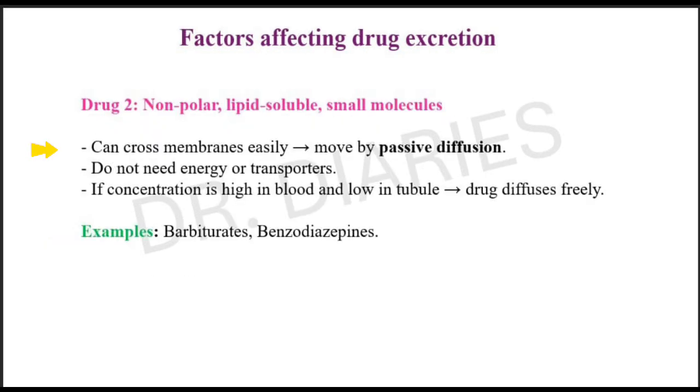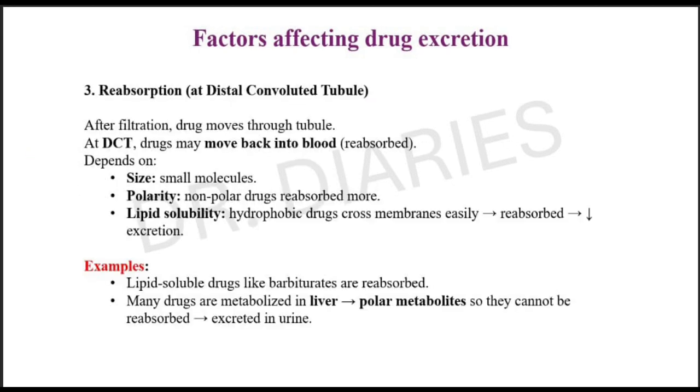Drug type 2: non-polar, lipid-soluble small molecules can cross membranes easily and move by passive diffusion. They do not need energy or transporters. If the concentration is high in blood and low in the tubule, the drug diffuses freely. Examples: barbiturates, benzodiazepines.